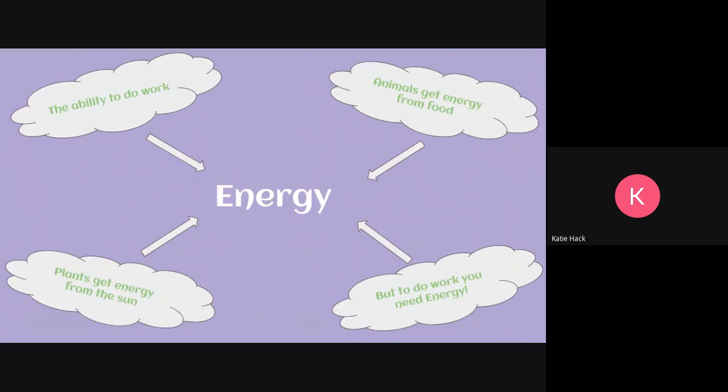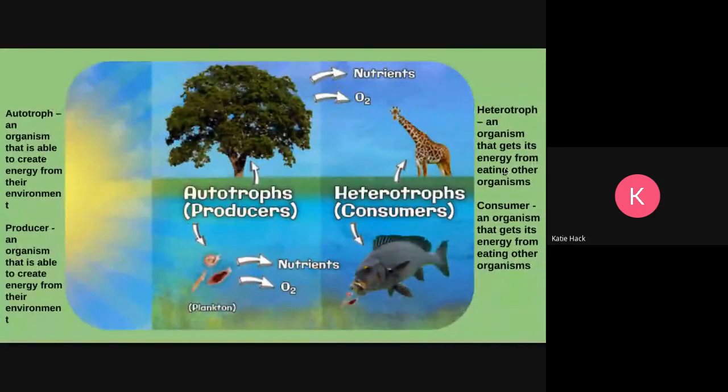All right, now energy. Living things need energy. And what is energy? It is the ability to do work. But in order to do work, you need energy. So animals are going to get their energy from food, and plants get their energy from the sun. Well, how does that happen? So you've got an autotroph or a producer. Those two words mean the exact same thing. It is an organism that is able to create energy from their environment.